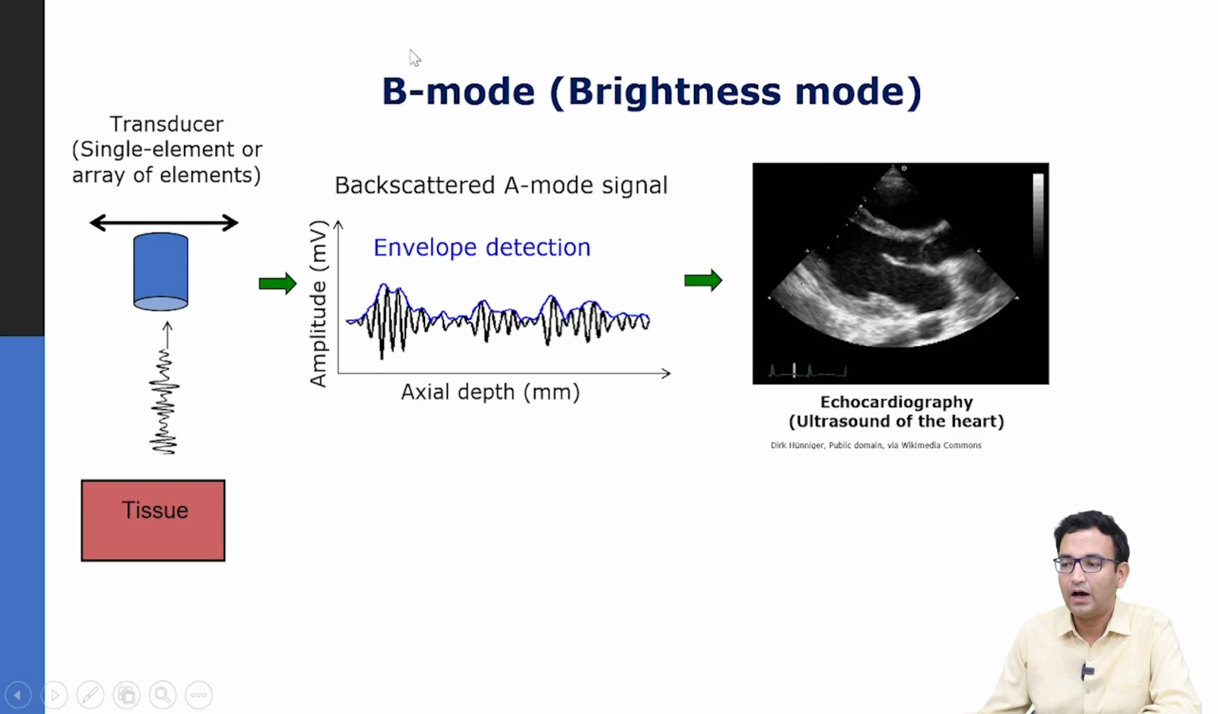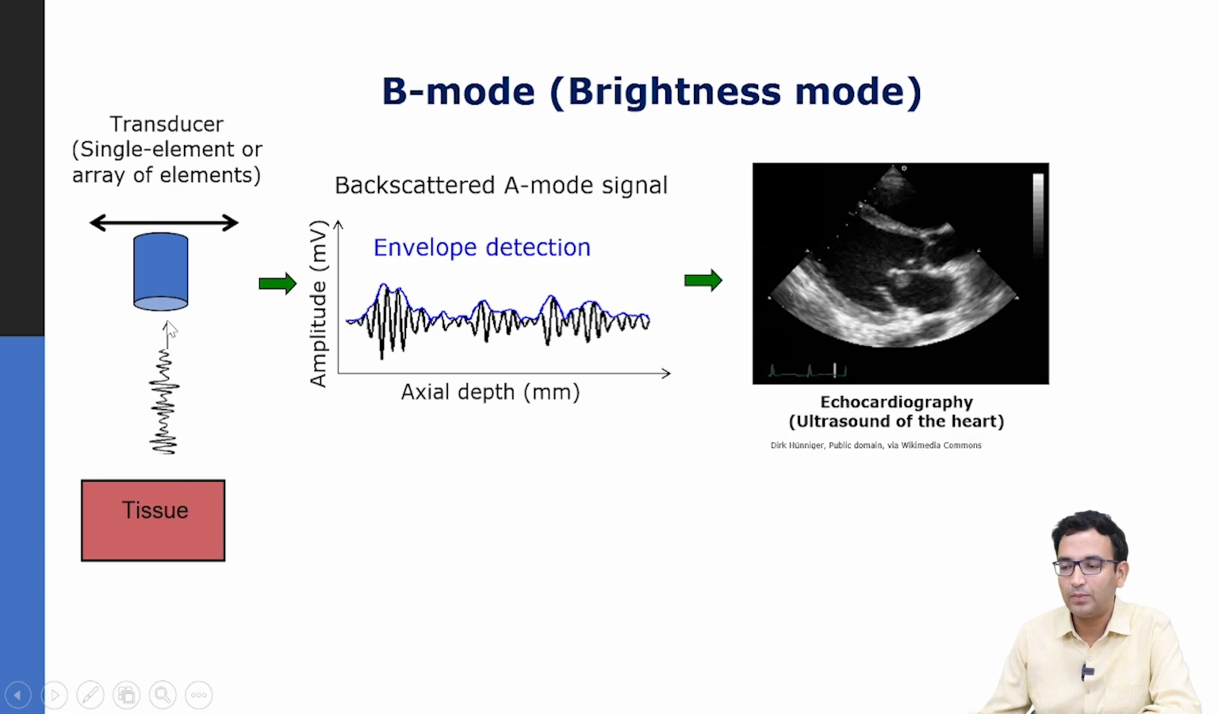So, then if we talk about B mode or the brightness mode, this is the most common mode, and it can be used for visualizing structures such as the chambers of the heart, opening and closing valves, etc., as you can see in this image.